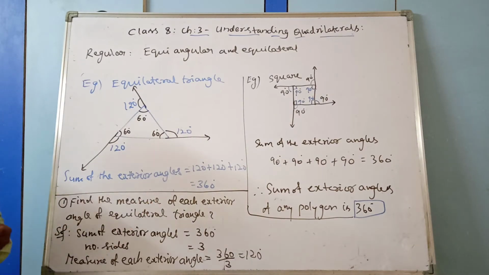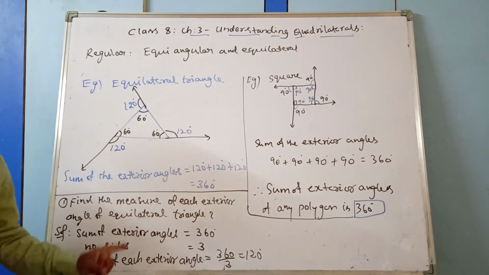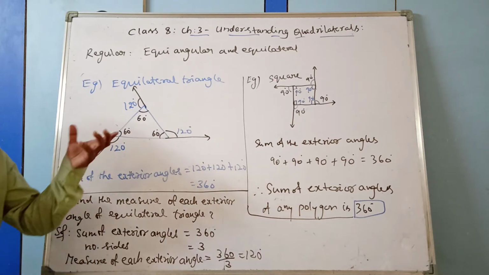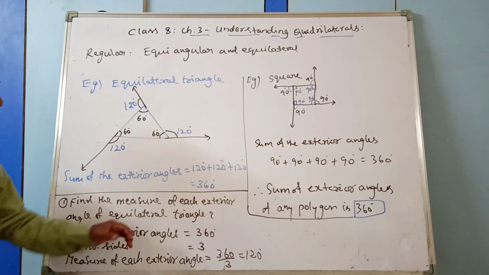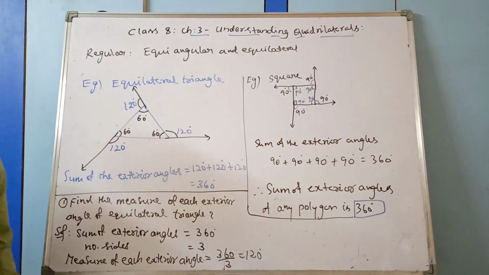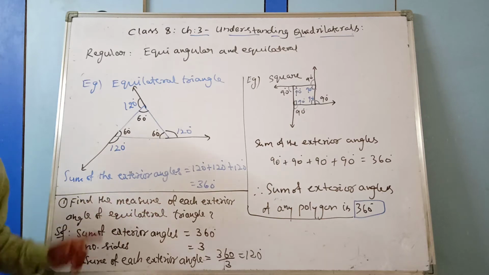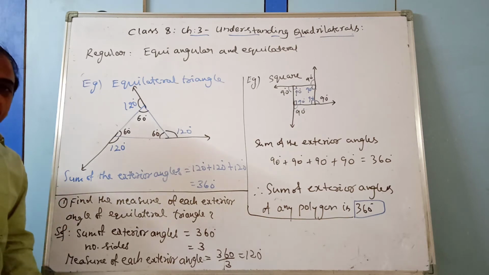Is it clear? 120 degrees. How to calculate measure of each exterior angle? We are dividing the sum of exterior angles by the number of sides of that given polygon. Is it clear?